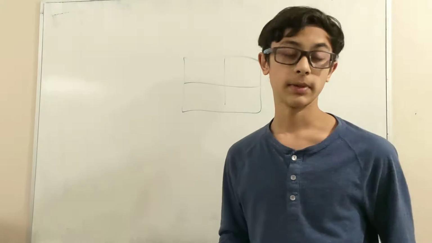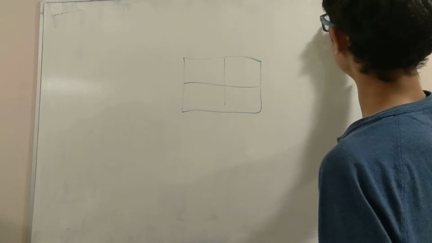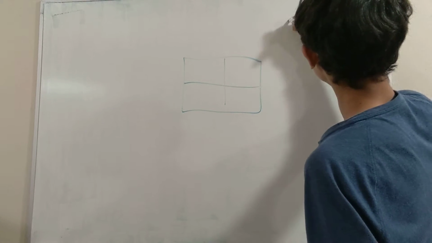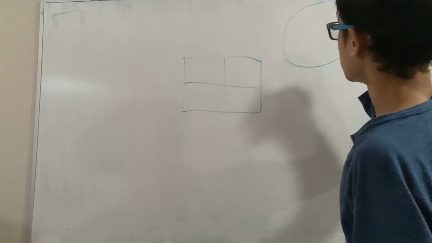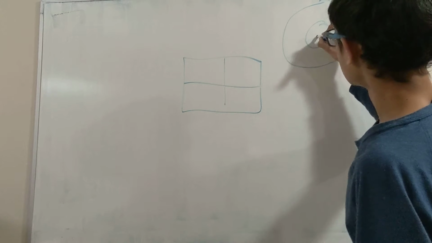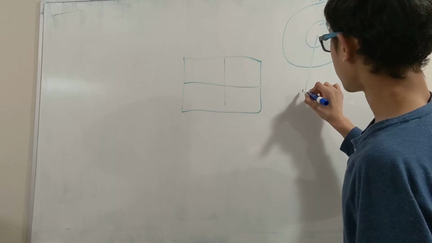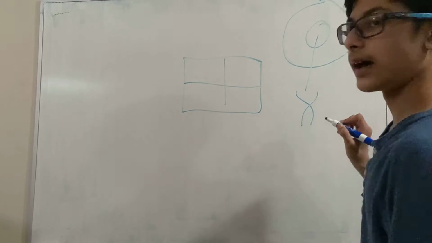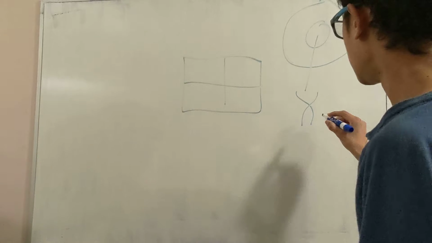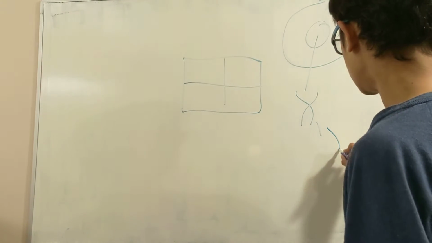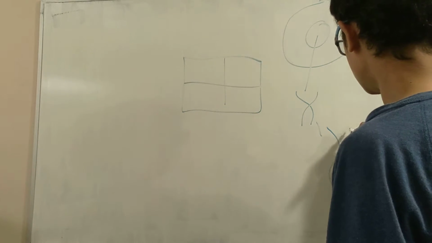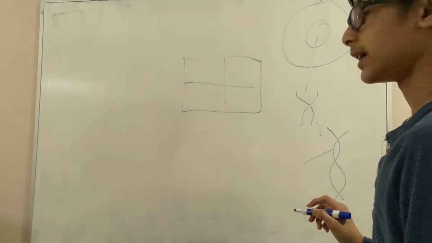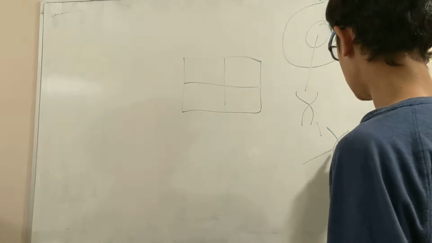Now, as you may know, you have a cell. All of you are made up of like a trillion cells. And each of these cells has a nucleus. In this nucleus, they have chromosomes, which are shaped kind of like that, I think. And in each of these chromosomes, you have DNA, in that kind of shape. In the DNA, you have a bunch of genes.